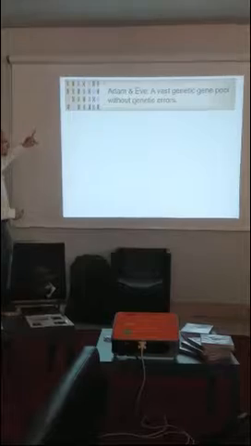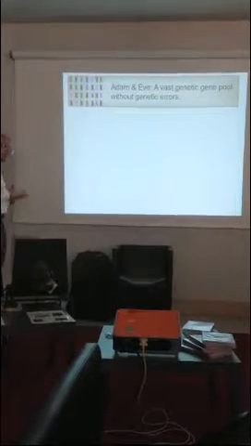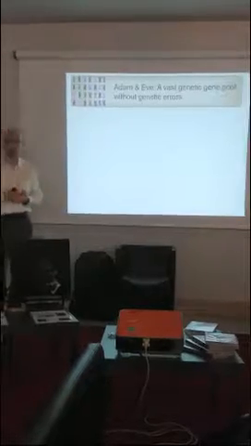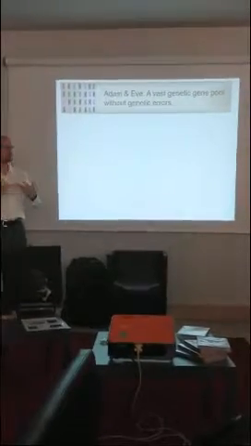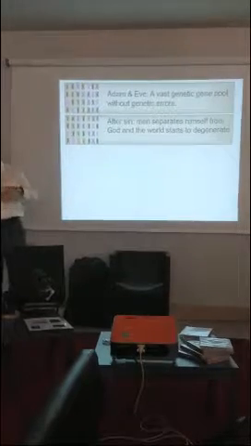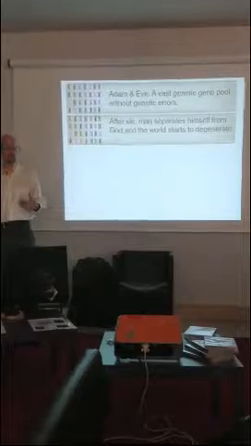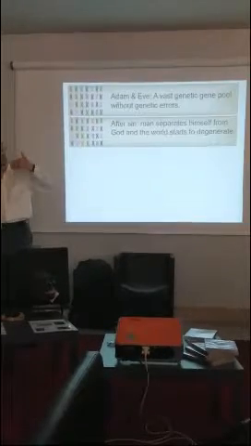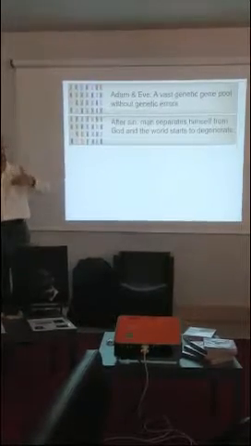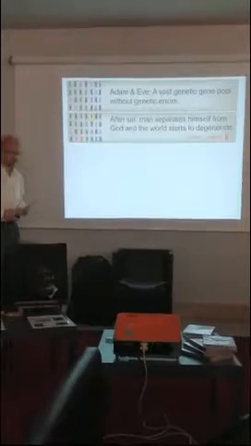So, quick recap of the genetic story. Adam and Eve had a very large gene pool without a single genetic error when they were created. Then, after sin, they started to degenerate on a genetic level. So man, because of sin, separates himself from God because he no longer wanted to trust God. And we have degeneration happening. So every generation we have more degeneration of our genes through mutations.